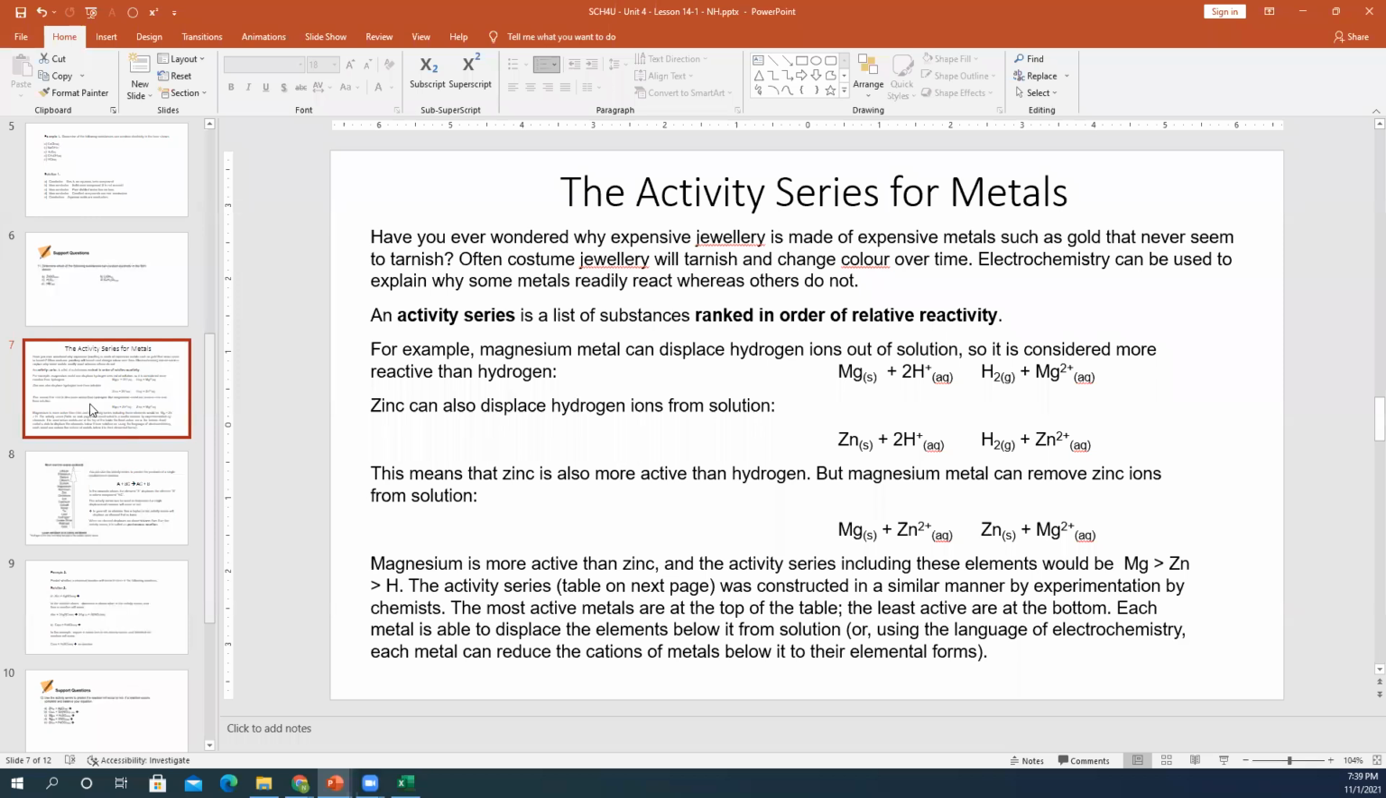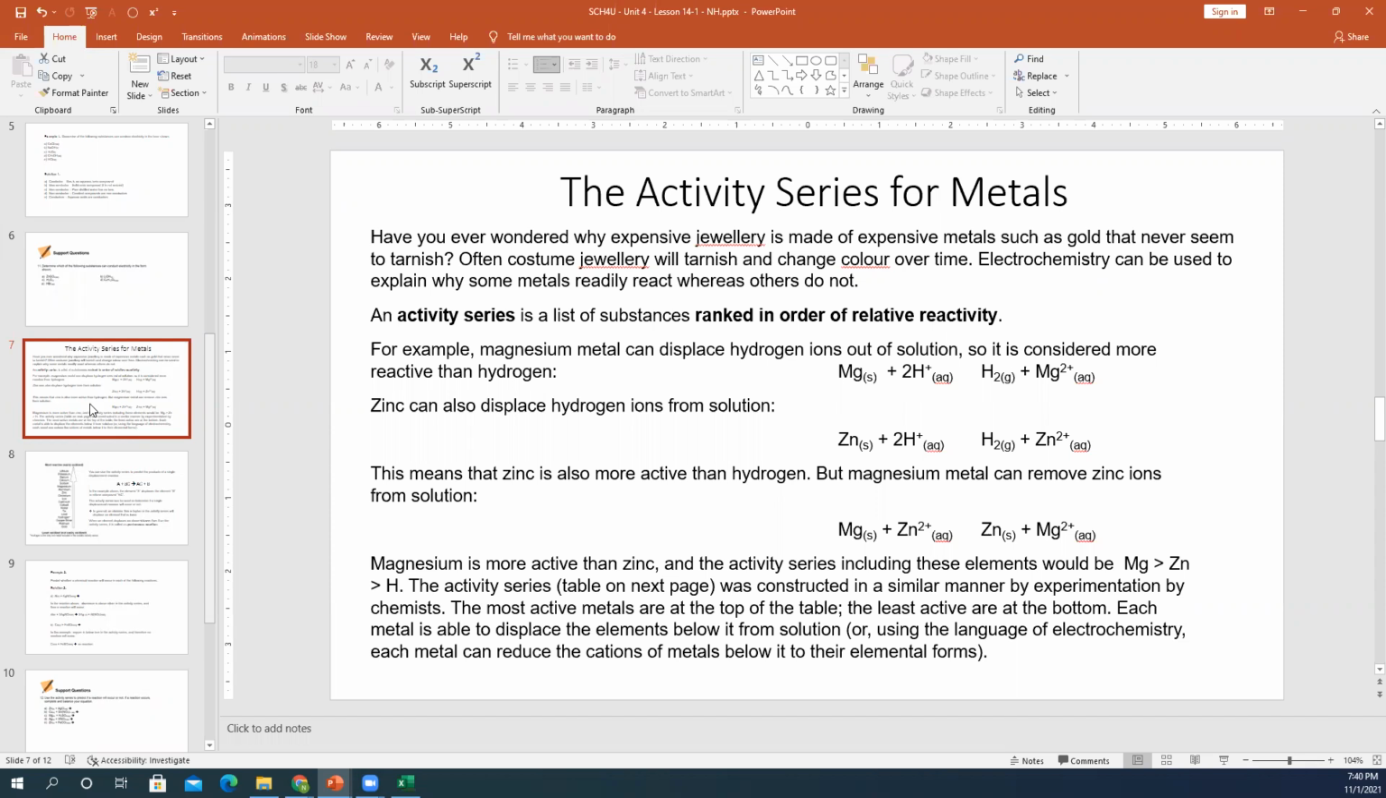So thinking about why expensive jewelry is made out of expensive metals such as gold. Well, that's because gold is one of those metals that doesn't seem to tarnish. It doesn't develop a tarnish on top of it. It doesn't rust. It doesn't oxidize the way, for example, silver can, or the way copper can. Often, if you have costume jewelry, the cheaper jewelry, you will find that there is tarnish and change of color on the metal parts over time.